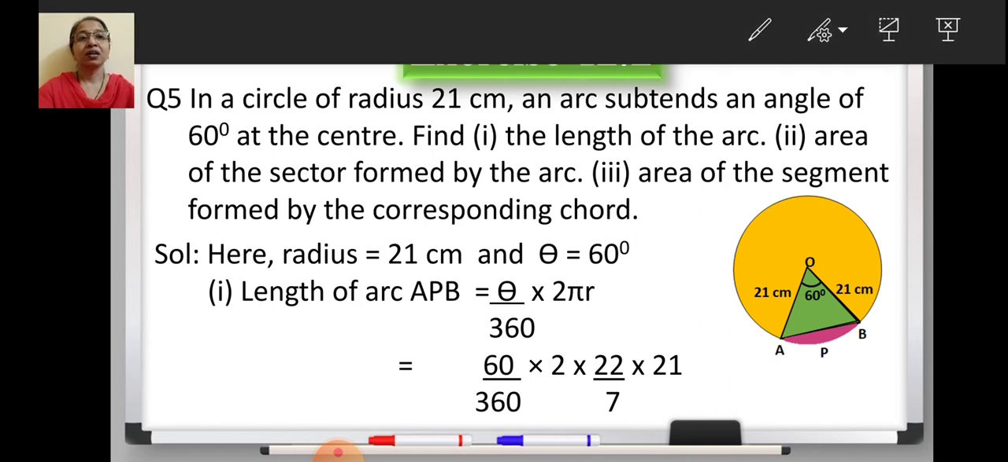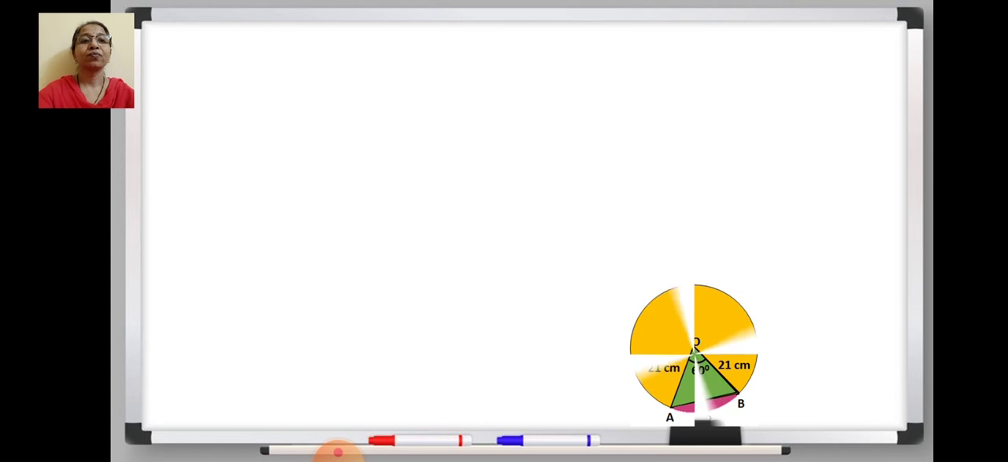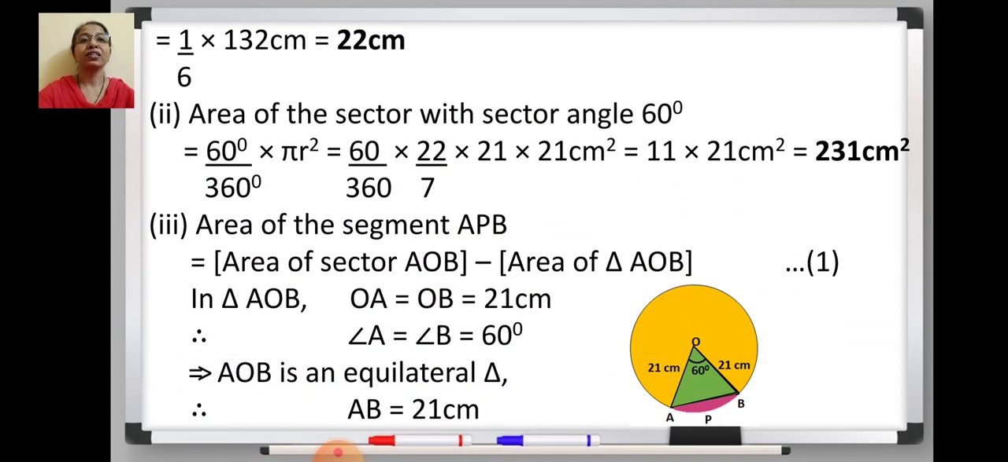Simplify this. So this 0 will get cancelled. This 0 and 0 will get cancelled. Then 6 1s are 6. 6 6s are 36. Right. This 7 3s are 21. Then this 3 2s are 6. Then this 2 and 2 will get cancelled. So your answer will be 22 centimeter. So here the final answer is 22 centimeter.